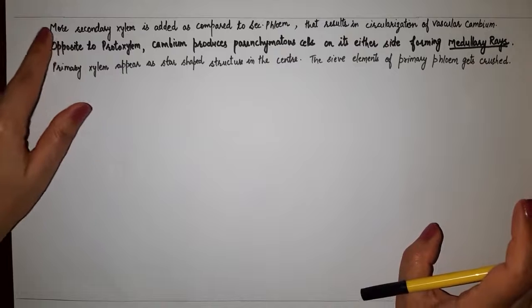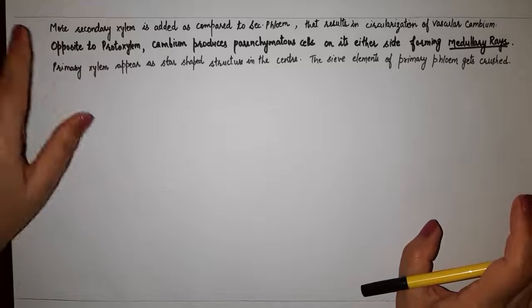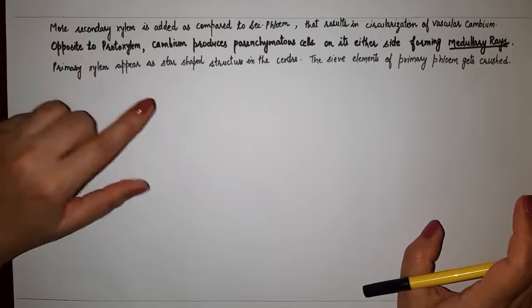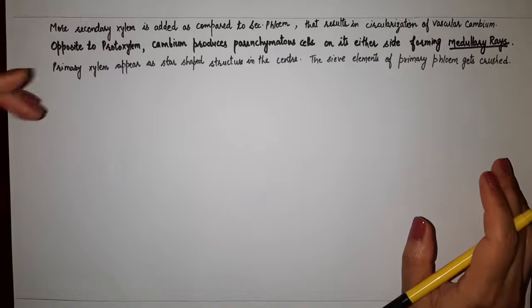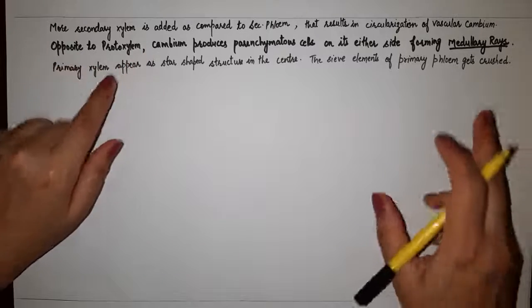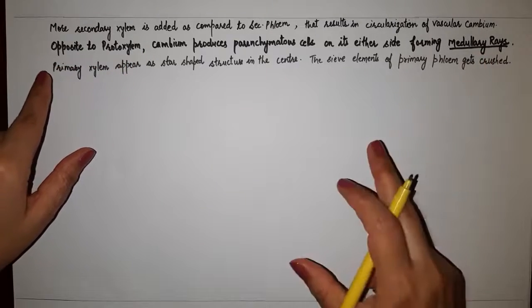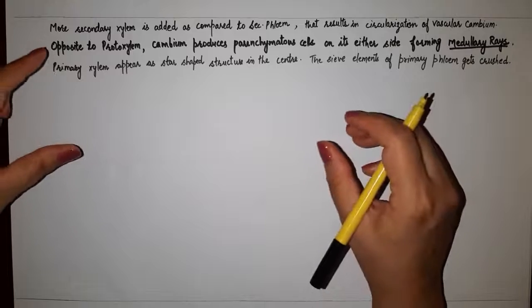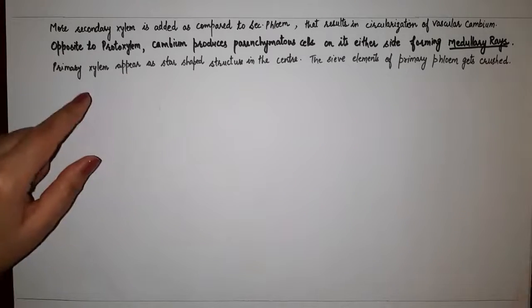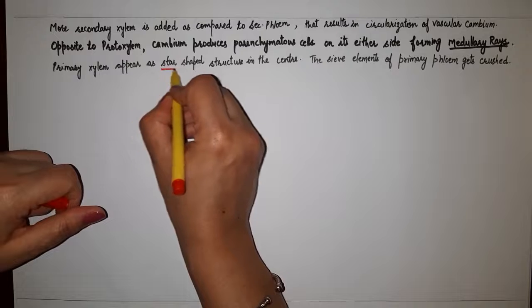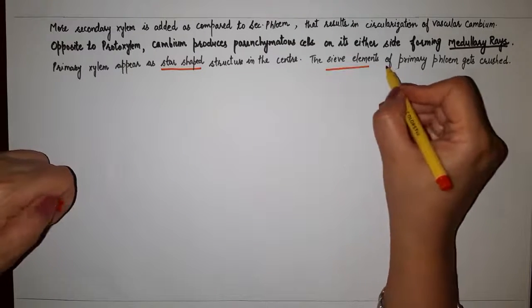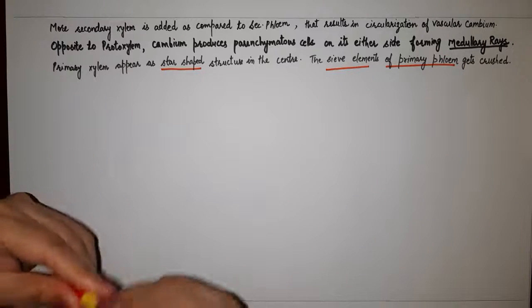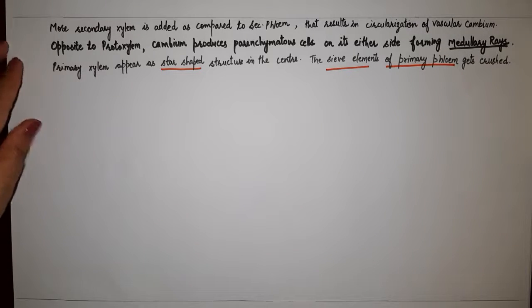Okay. So, one thing is that the vascular cambium gives rise to secondary xylem and secondary phloem, which are called the secondary vascular tissues. Then the second thing is the cambium also gives rise to medullary rays, and the third part is that the primary xylem now appears as a star-shaped structure in the center, and the primary phloem, the sieve elements of primary phloem, they get crushed. So, these are the changes which take place during activity of cambial ring.